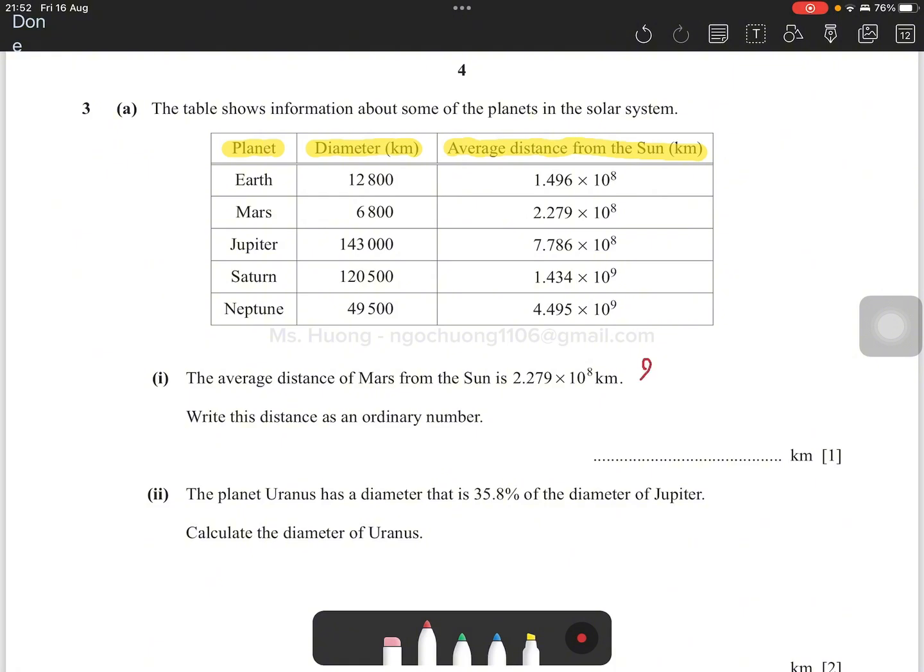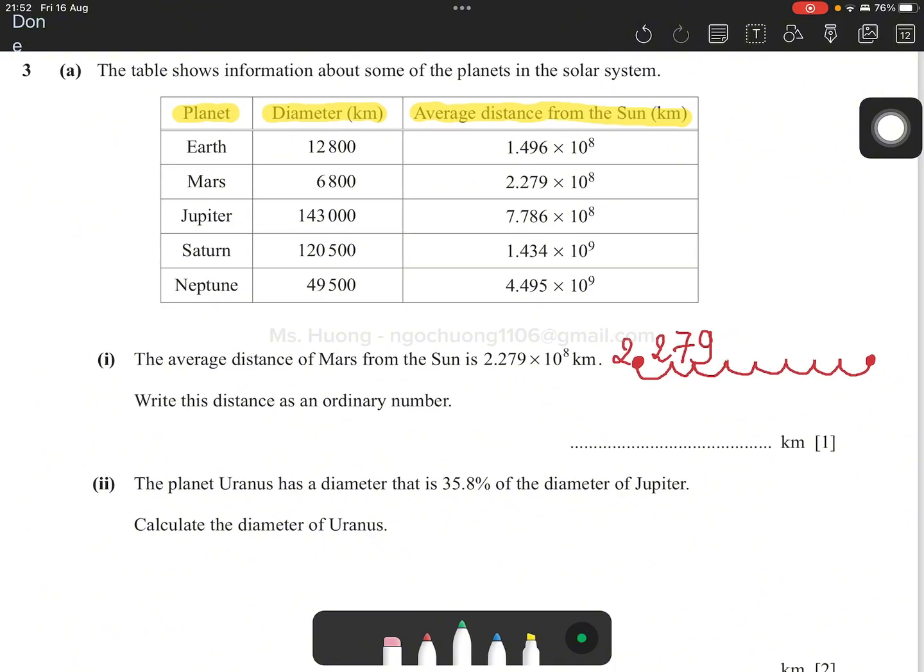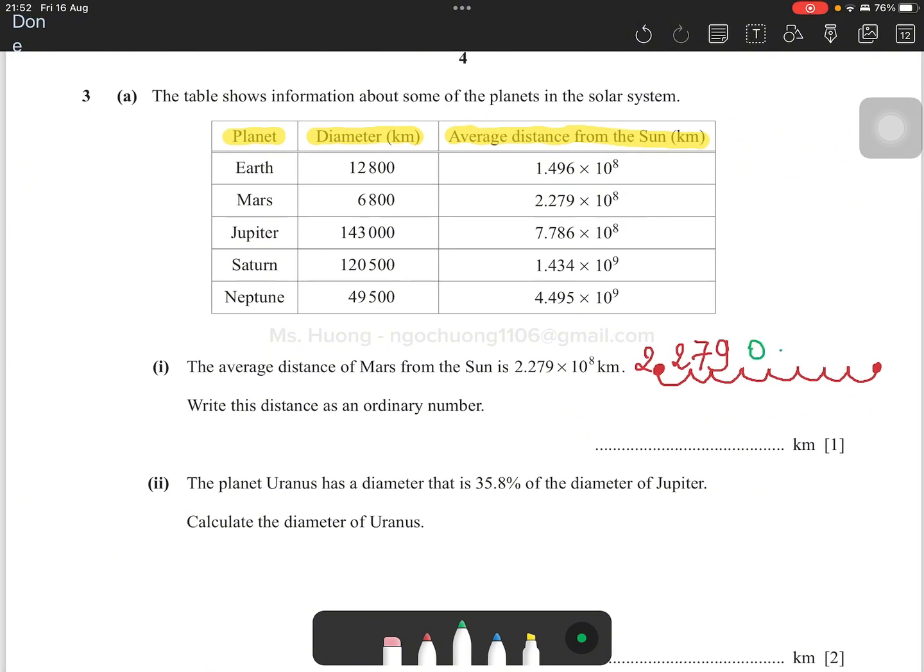So we see that this is 2.279. If we multiply by 10 to the power of 8, which means we move this decimal point 8 places to the right. So let's move it 1, 2, 3, 4, 5, 6, 7, 8. So we'll stop here and we'll fill in the zeros. So we need to add 0, 0, 0, 0, and 0 here. So the final answer is 2,279 and then we add 5 more zeros.